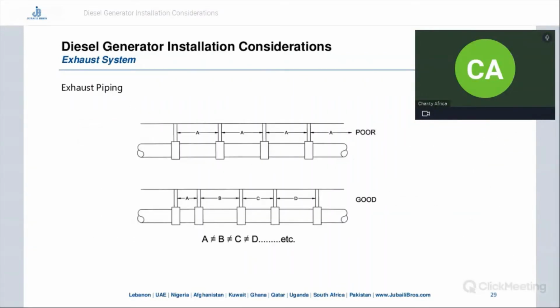It is also important to note that the exhaust piping has to be unequally spaced. This is to prevent buildup of resonant pipe vibrations. Long piping runs should be supported at unequal distances. So this is a recommended exhaust pipe routing instead of the equally spaced ones.